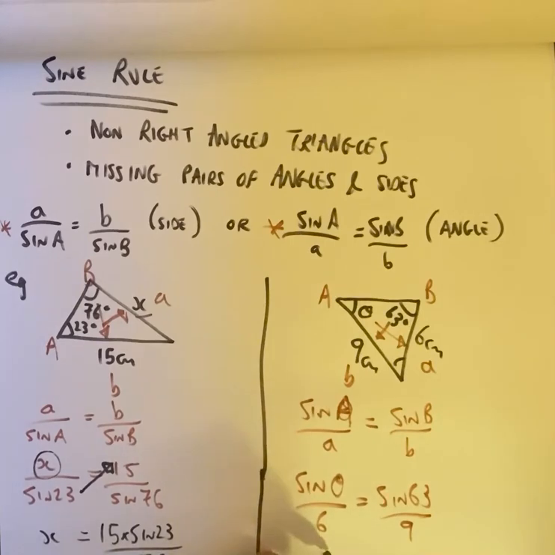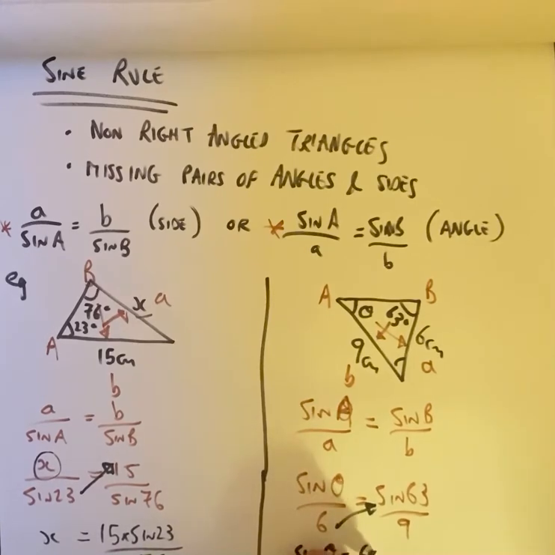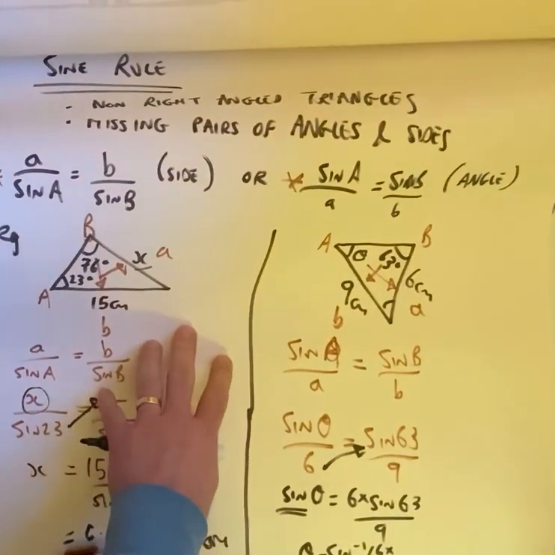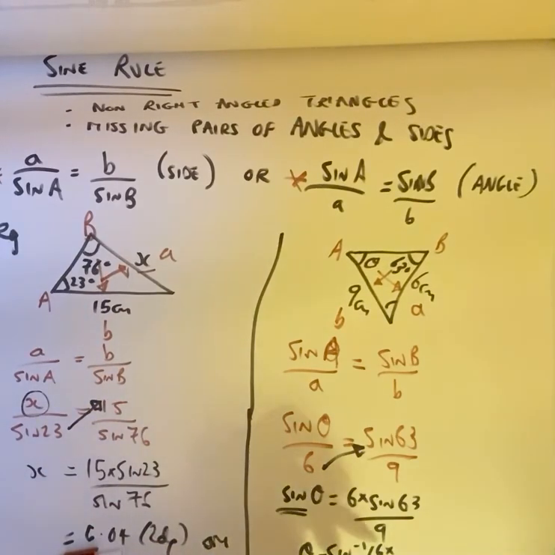Our next step is to first of all rearrange by multiplying by the 6 to get sine theta on its own, because the aim is to find theta here. So sine theta is 6 times sine 63 divided by 9. And then to get rid of the sine, we have to use our inverse sine. So 6 times sine 63 divided by 9.